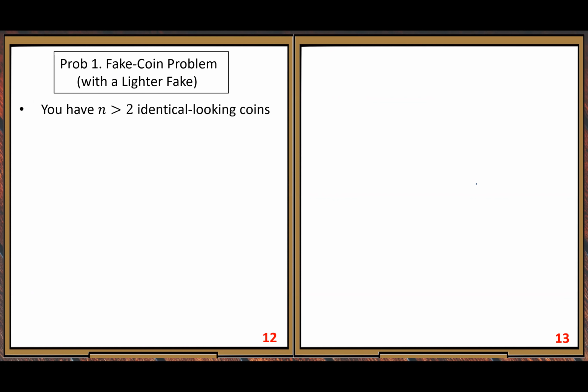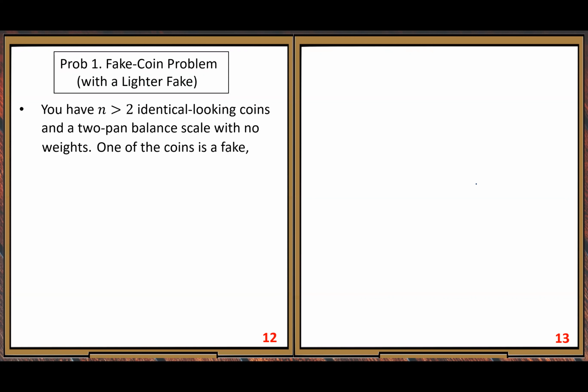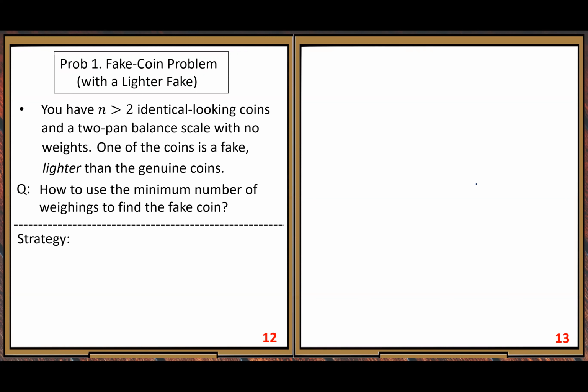All right, the question. You have n greater than 2, at least more than 2, identical looking coins, and a two-pan balance scale with no weights. No weights. If you have weights, it's much easier. One of the coins is a fake, lighter than all the other, genuine coins. So here is the question: how do you use the minimum number of weighings to find the fake coin? Minimum number of weighings to find the fake coin.